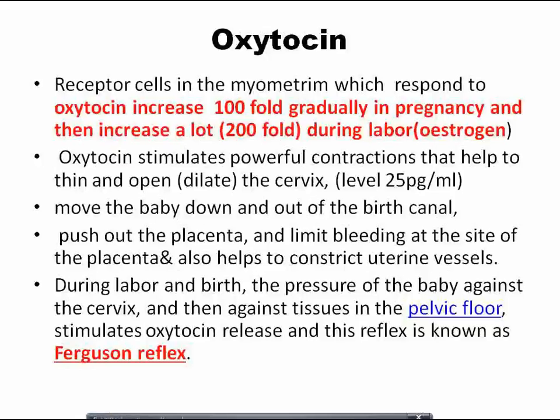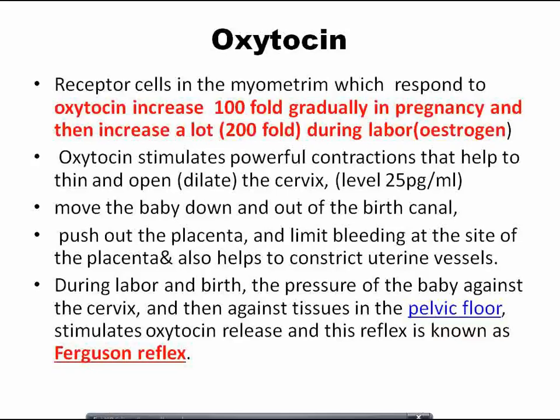Now, oxytocin is one of the most important hormones for the continuation and maintenance of labor contractions. Now, the oxytocin receptors in the myometrium increase gradually after the 28th week. Till the 28th week, the uterus is not sensitive to oxytocin. Then there is a gradual increase up to 100 folds, and just before birth or before parturition, we see that the oxytocin receptor concentration is as high as 200 folds, and this is the priming by estrogen for the labor contraction in the uterus. So these oxytocin receptors are increased in the uterus by estrogen.